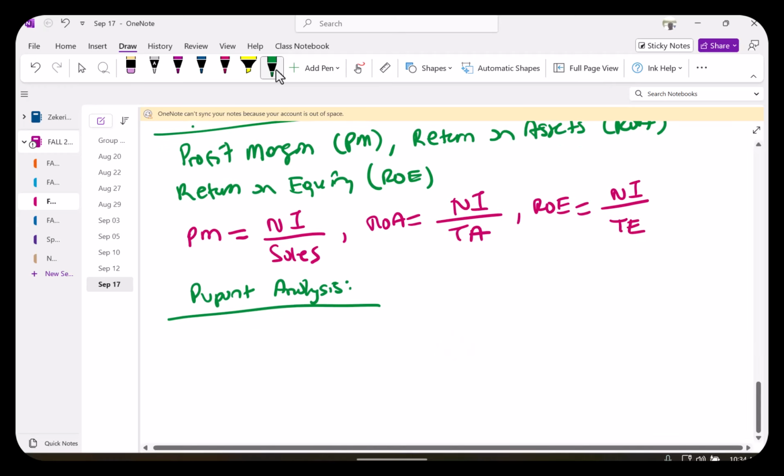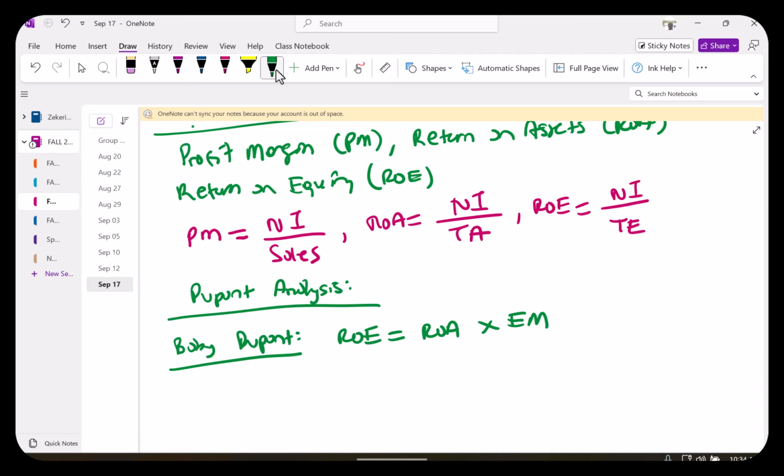The first one, I call this baby DuPont. ROE is equal to ROA times equity multiplier, or 1 plus net equity ratio. So if you have a company that is highly leveraged, it enhances return on assets. Or if your return on assets is negative, obviously it's going to make your return on equity even more negative.